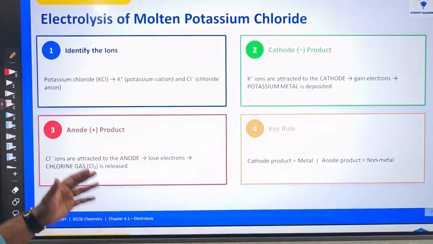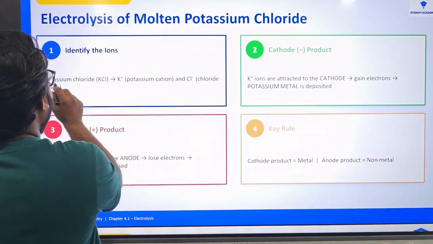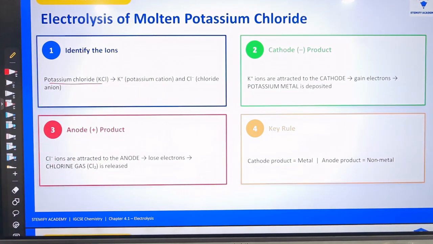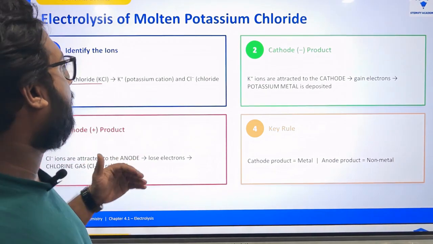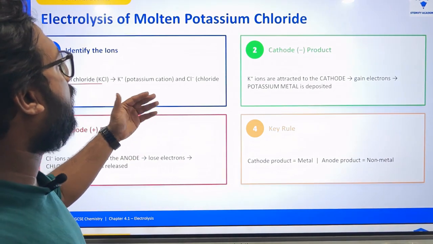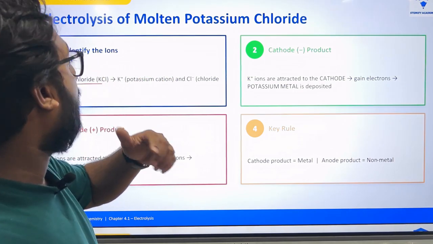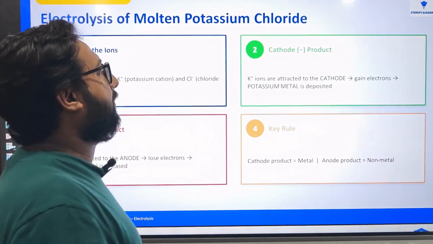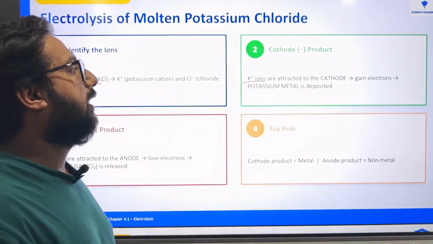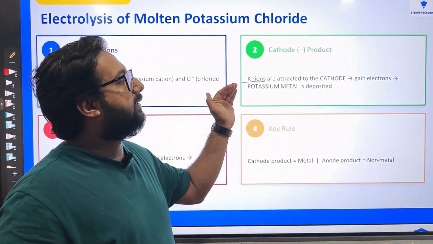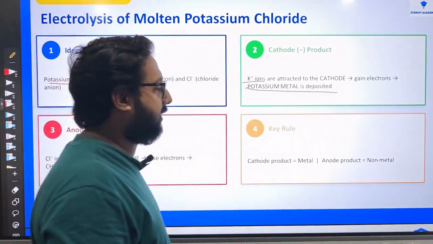Here we have an example of electrolysis of potassium chloride. Potassium chloride is KCl. Now when KCl is in molten form, you get K+ and Cl-, potassium cation and chloride anion. During electrolysis, K+ ions are attracted to the cathode, and K+ ions gain electrons, and potassium metal is deposited.